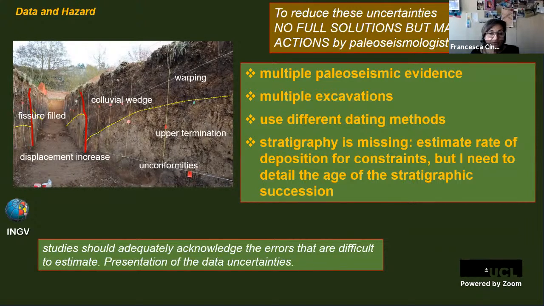And then if stratigraphy is missing, we should estimate the rate of deposition for constraint. But of course, I need to detail the age of the stratigraphic succession, and this means a lot of money. And another point is regarding the presentation of our data: we should present the data uncertainties adequately, and acknowledge the errors that are difficult to estimate.